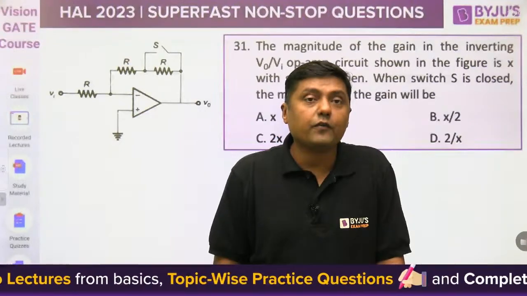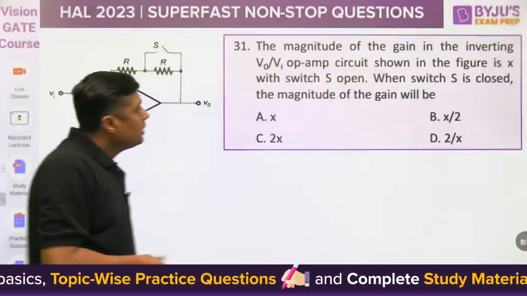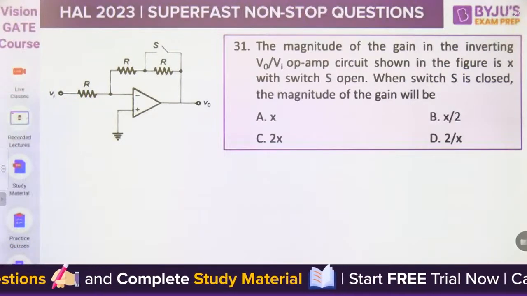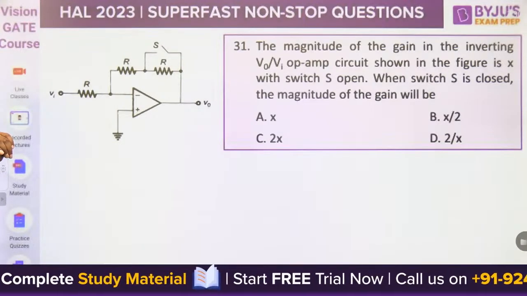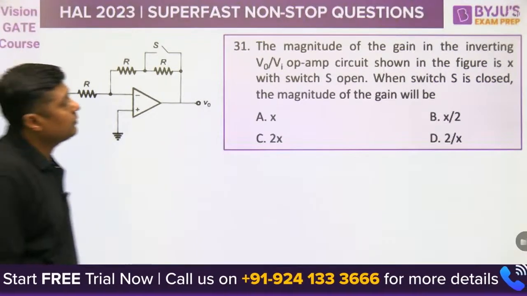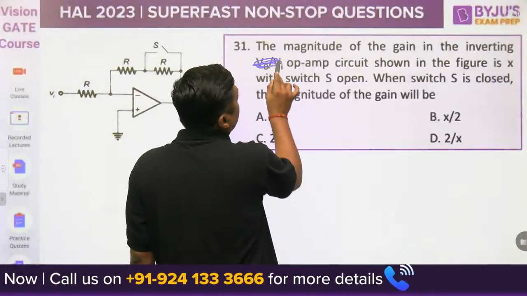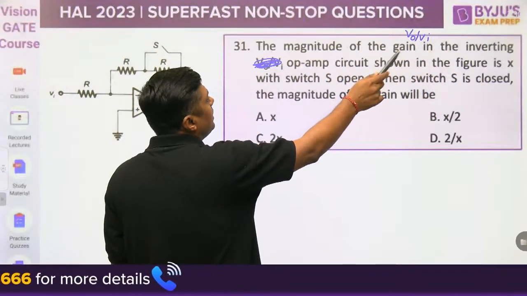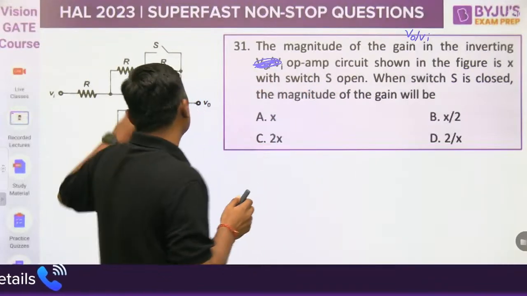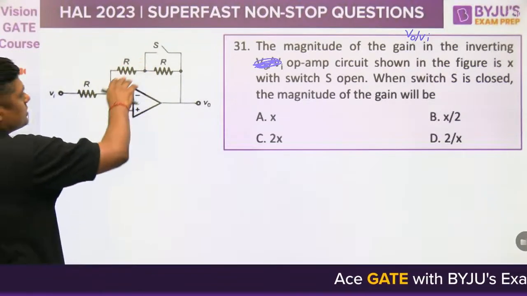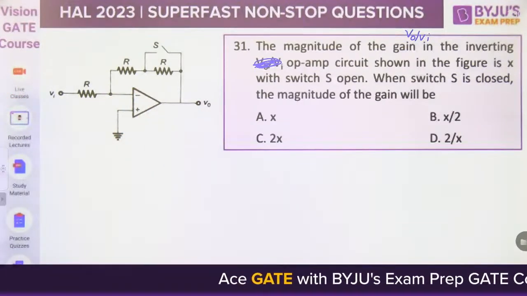Okay, this is the op-amp, your favorite topic, everyone. Give me the answer. The magnitude of the gain V0 by Vi in the inverting op-amp circuit shown in the figure is X with the switch S open. When the switch S is closed, the magnitude of the gain will be? When there is no switch, the gain is X. Then what is the answer?